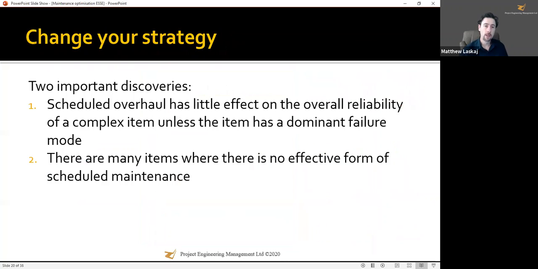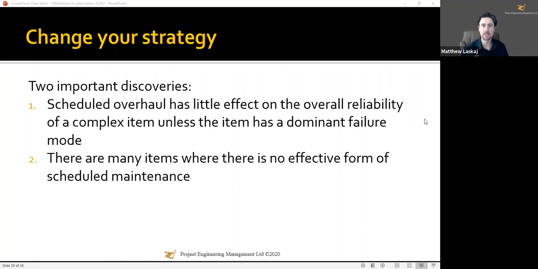Okay. The main two important discoveries that they found: scheduled overhaul, so planned maintenance, has little effect on the reliability of an equipment unless it's got a dominant failure mode. So when I say dominant failure mode, think of a beam, and that beam really is pretty easy to predict when it's going to fail because the main dominant failure mode is going to be fatigue or overstressed. Okay, so we can predict the beam breaking pretty well. So that's got a dominant failure mode. So that kind of doesn't come into this study because we can predict that pretty well.